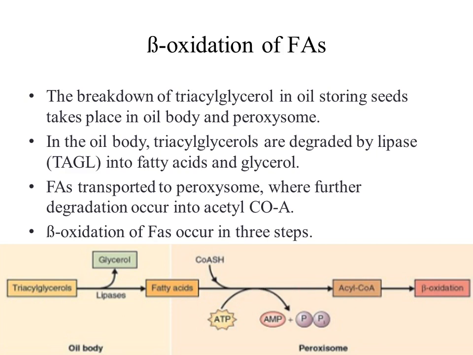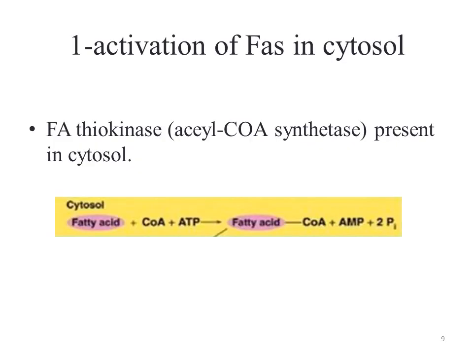Now I will discuss in detail how the whole procedure is divided into three main steps. The three steps of the oxidation are the activation of fatty acids in the cytosol, secondly, transport of the activated fatty acids into the mitochondria via the carnitine shuttle, and third and last is the beta oxidation that occurs in the mitochondrial matrix. So the first step is the activation of fatty acids in the cytosol, and the enzyme used is fatty acid thiokinase or acyl CoA synthetase, which is present in the cytosol.